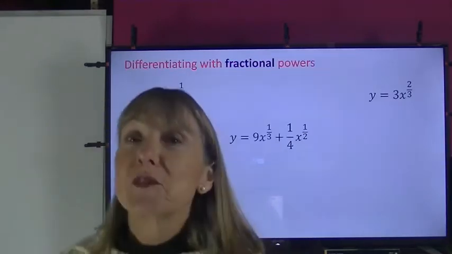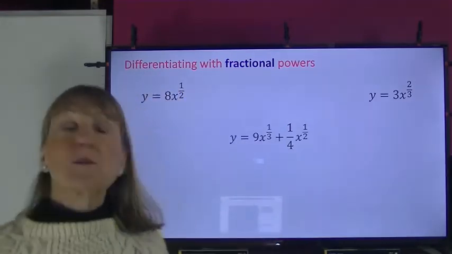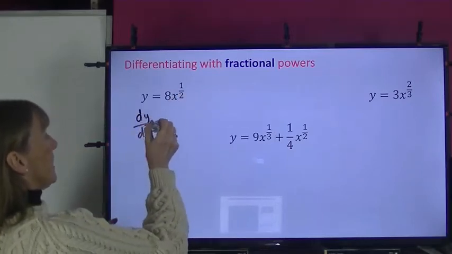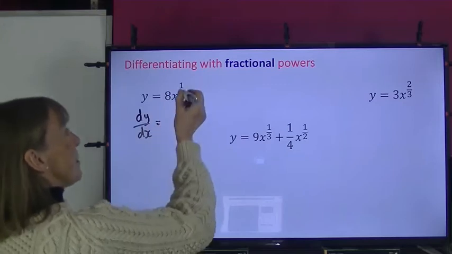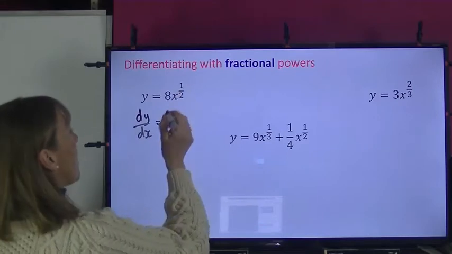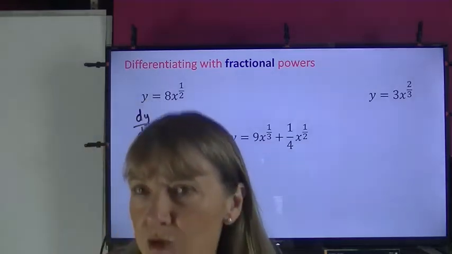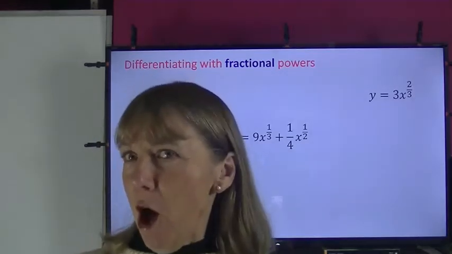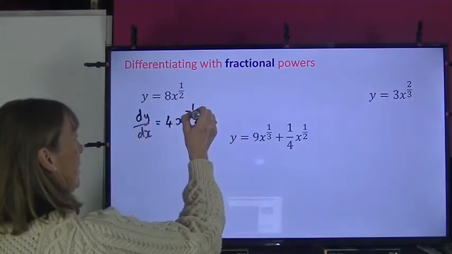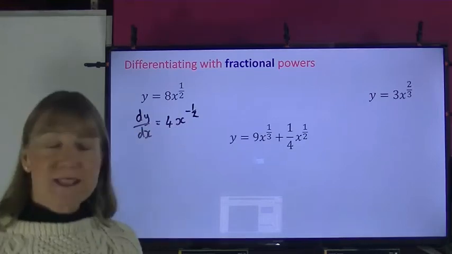So let's get some practice with differentiating with fractional powers. It's just like we did before. We're multiplying powers by the coefficient. So we get dy by dx equals a half times 8. Some of these powers don't look like powers. That's Microsoft Word for you. A half times 8 is 4x. Now, as always, I have to subtract 1 from the power, and a half minus 1 takes us into negative territory. If we take 1 from a half, we get minus a half.